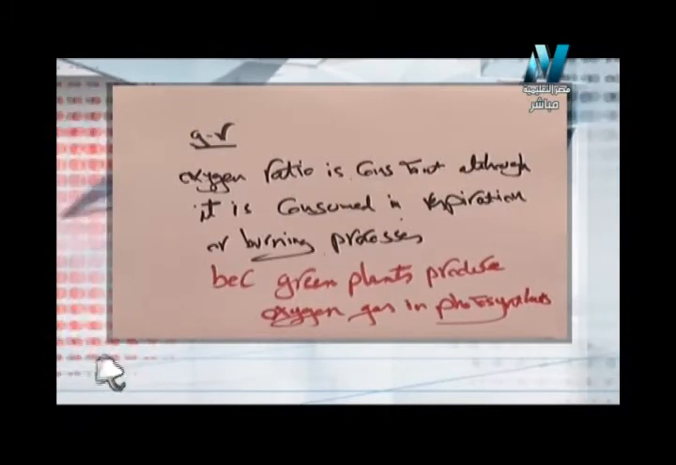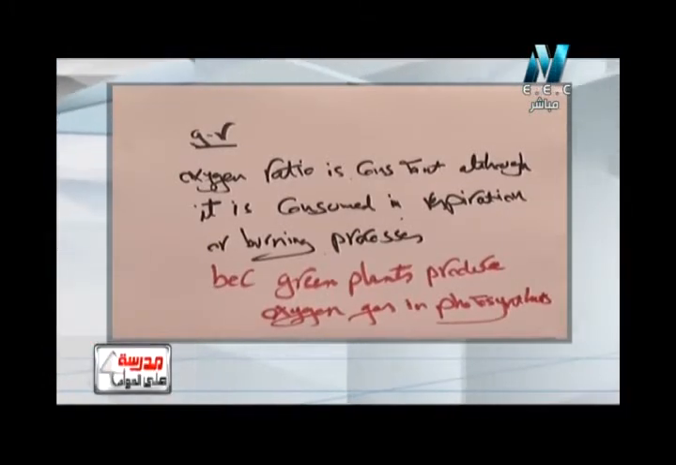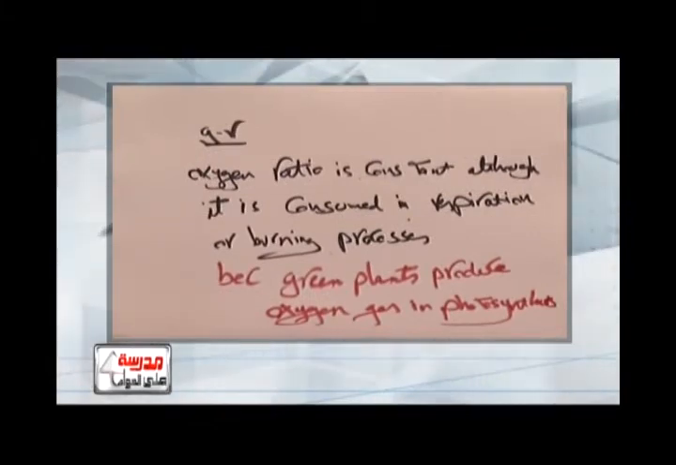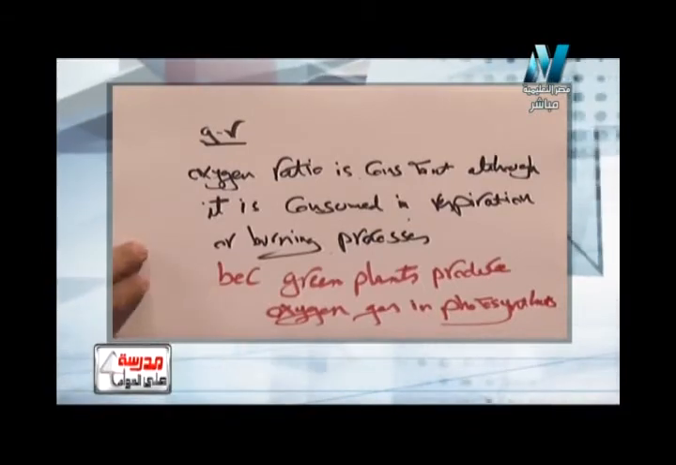We must increase the green areas. لازم كمان نزود المناطق الخضراء أو الأشجار أو الجاردنز الحدائق because they are very important because they produce oxygen gas in photosynthesis process. عشان كده هنا بقى في confusion مهمة قوي، في حاجة بتلخبط قوي.